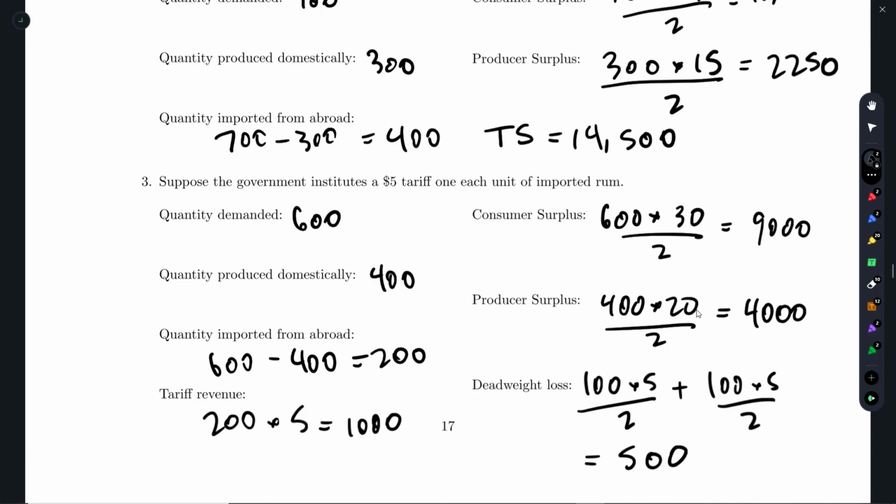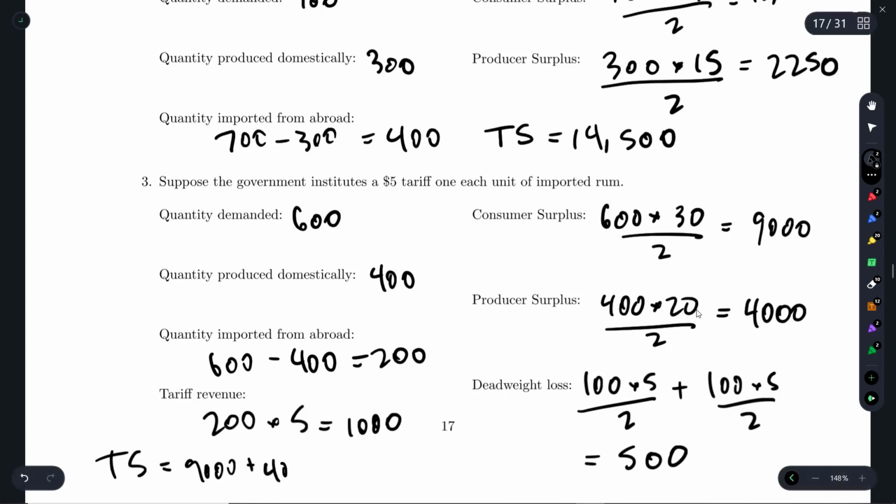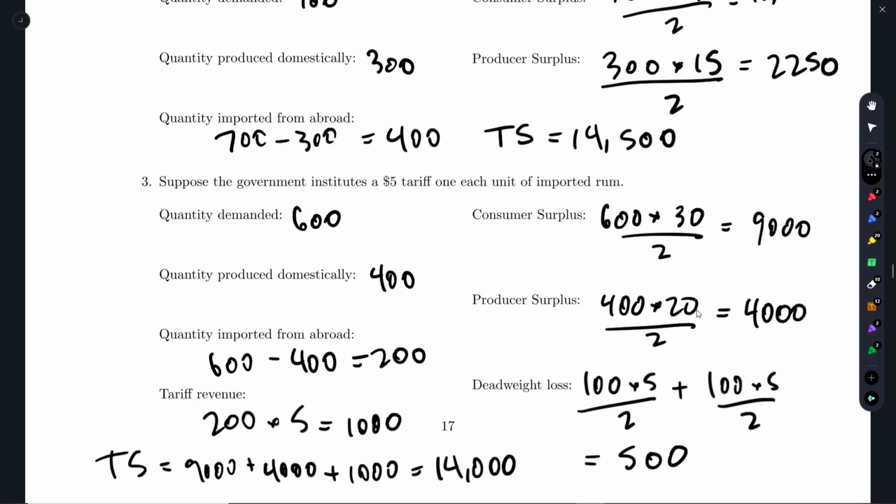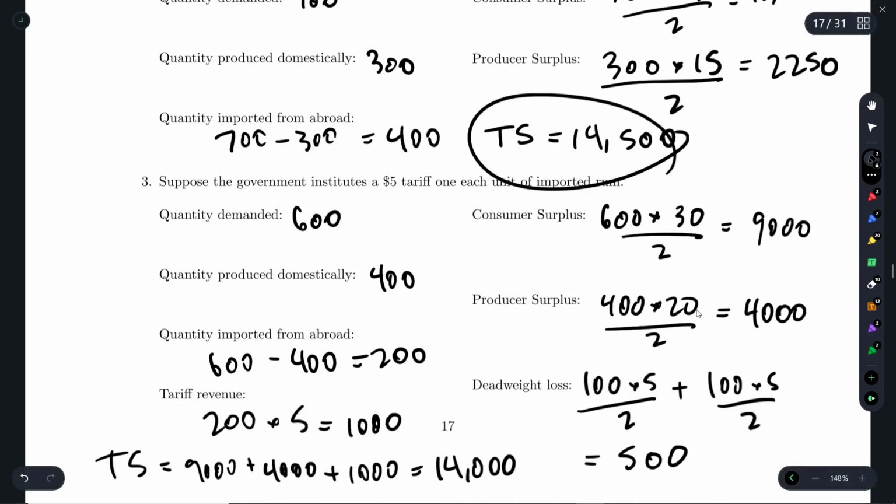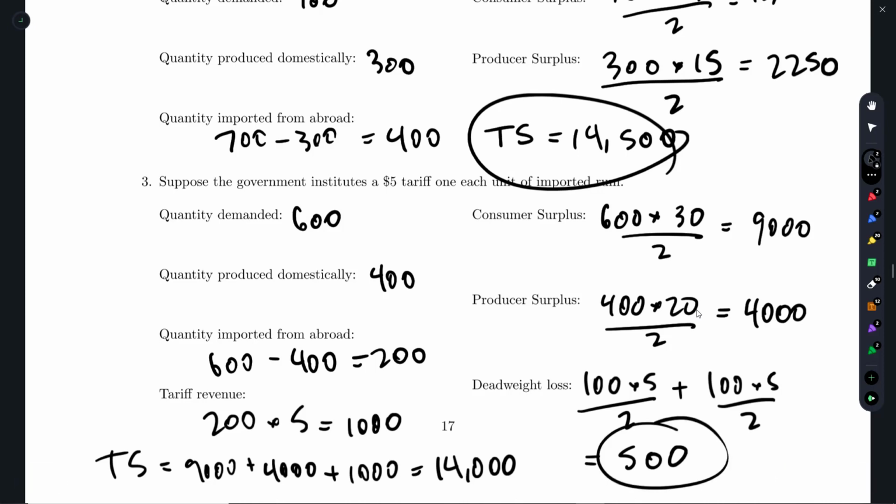We can check our work here by calculating the total surplus. Total surplus is going to be consumer surplus of 9,000 plus producer surplus of 4,000 plus our tariff revenue of 1,000, which is 14,000. Notice that our total surplus used to be 14,500, and so we've lost 500 in our deadweight loss. And so that all checks out.